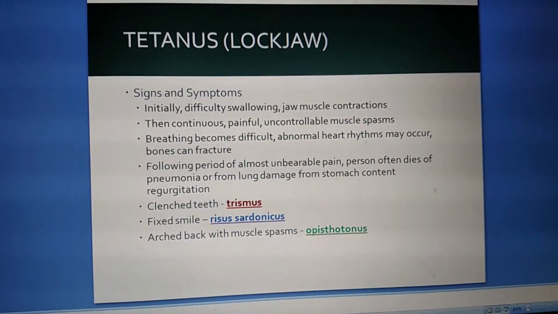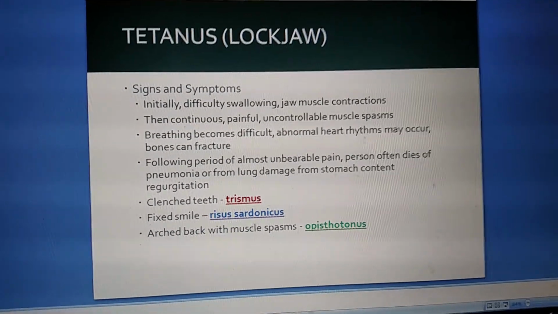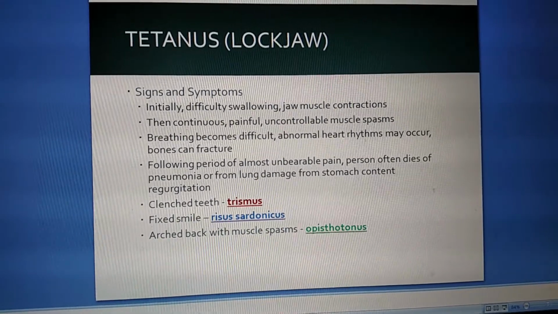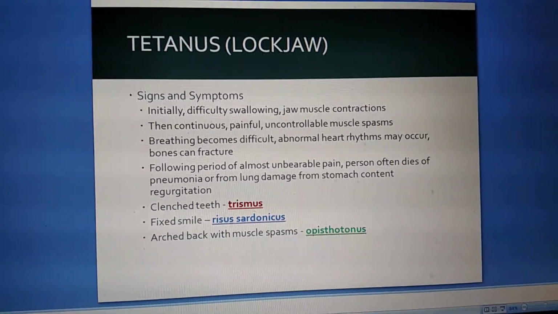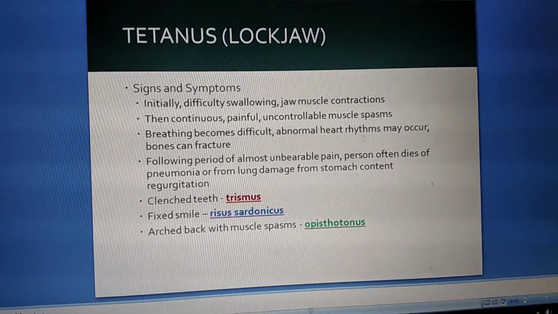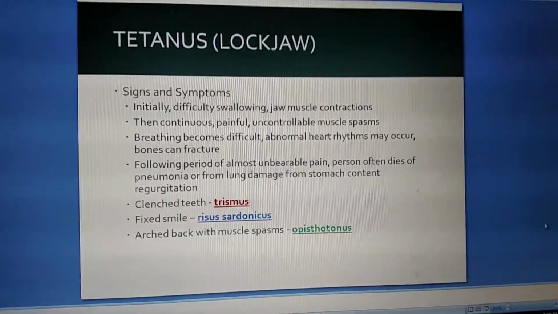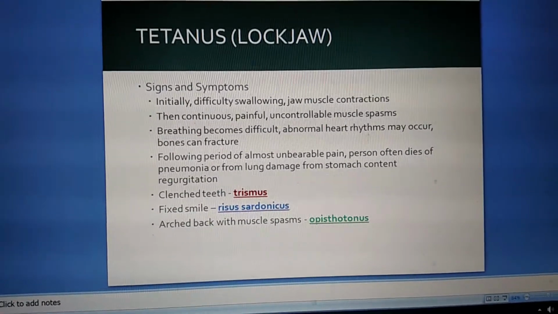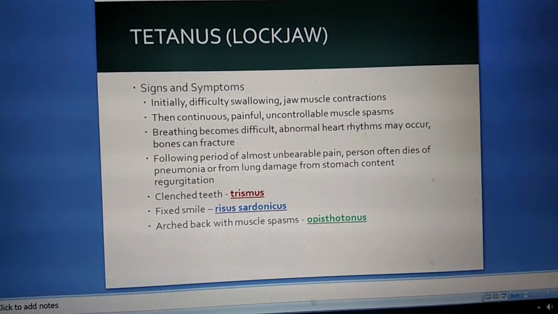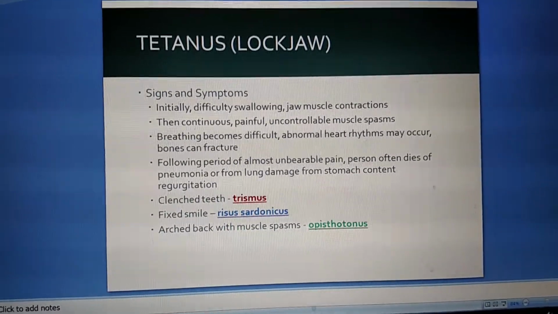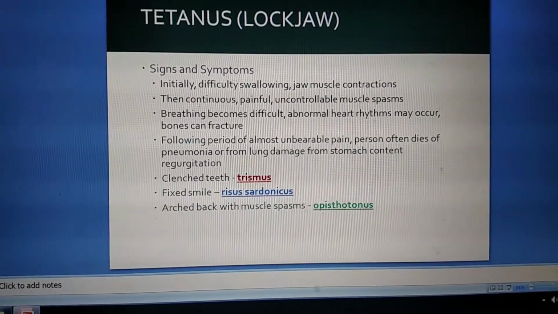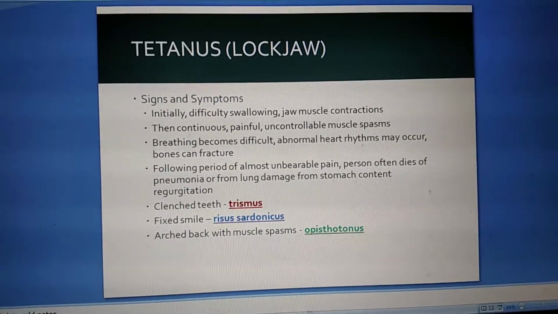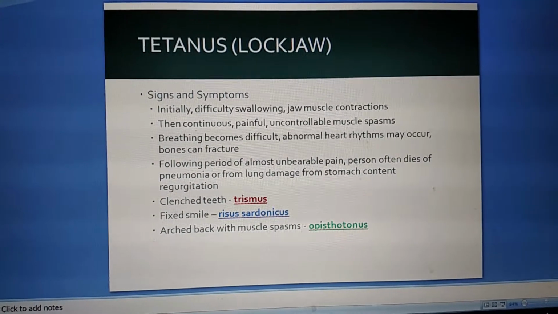Then, after a period of almost unbearable pain where you're screaming all the time, you're going to die of pneumonia or from lung damage because you're constantly puking up anything in your stomach as those muscles contract, and then it's going down your esophagus. The clenched teeth associated with tetanus is called trismus. A fixed smile is called risus sardonicus. Think the Joker smile, that clenched, almost painfully huge smile. That's actually a symptom of tetanus. And having an arched back with muscle spasms is called opisthotonus.